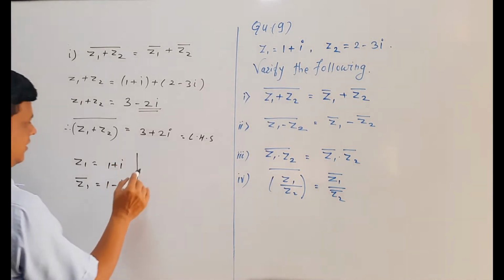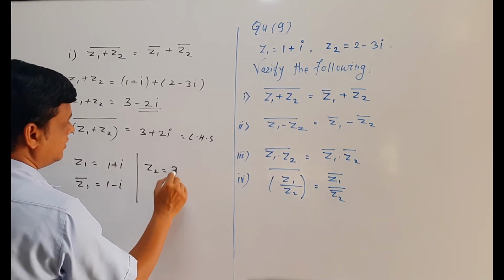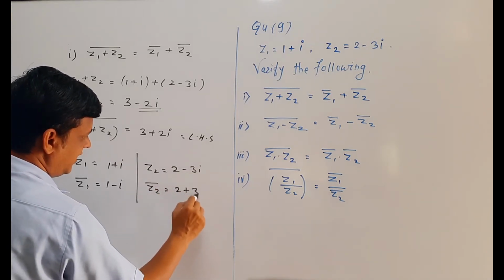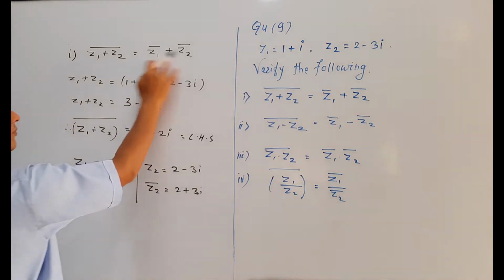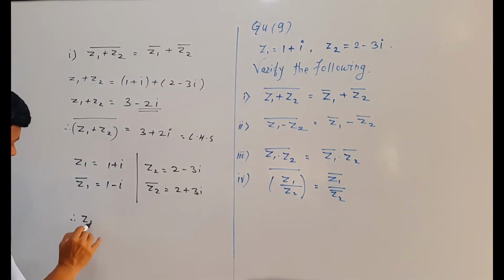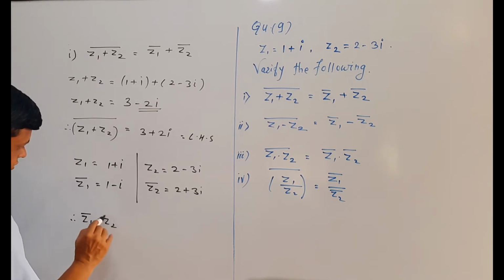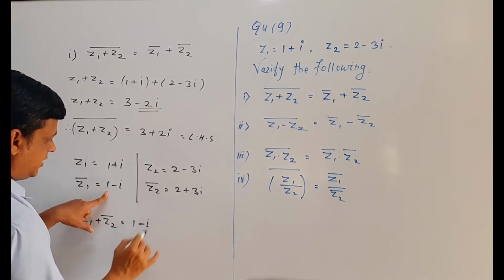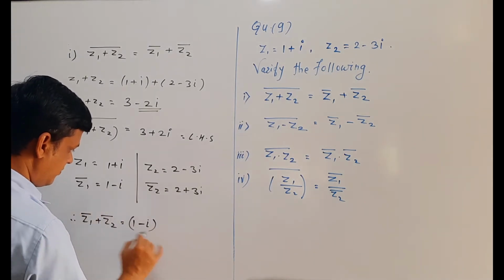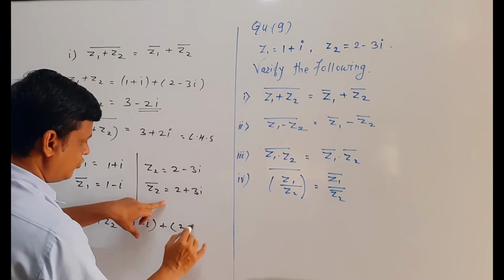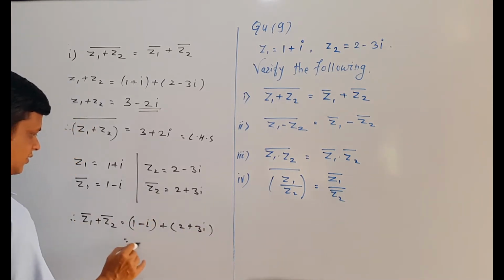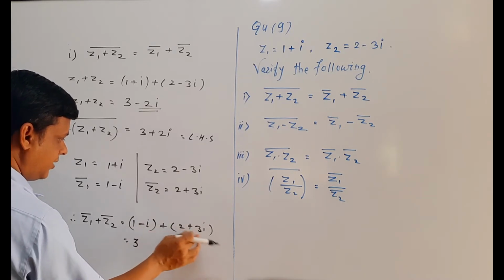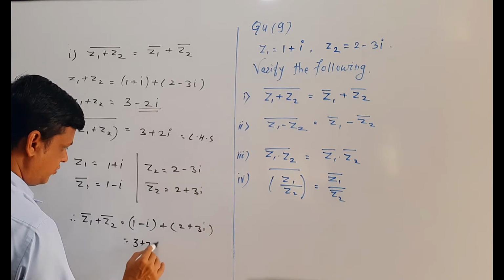Similarly, we find the conjugate of z2. z2 is 2 minus 3i, so the conjugate of z2 is equal to 2 plus 3i. Now we require this sum for the RHS. So the conjugate of z1 plus the conjugate of z2 is equal to 1 minus i plus 2 plus 3i. So add 1 with 2, we get 3, minus i plus 3i, so we get plus 2i.